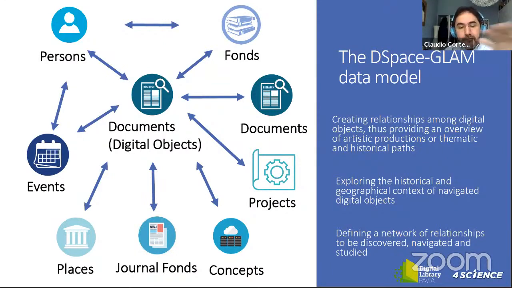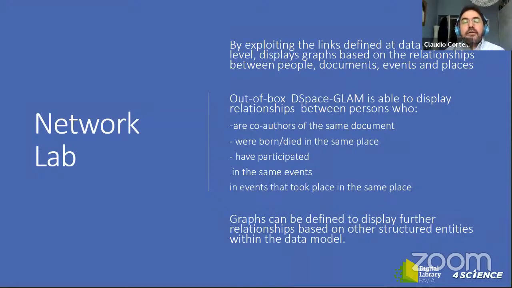On top of this data model is built another component of DSpace GLAM, the Network Lab. This tool, by exploiting the links defined at data model level, displays graphs based on the relationships between people, documents, events, and places. In particular, out of the box, DSpace GLAM is able to display relationships between persons who are co-authors of the same document, were born or died in the same place, or have participated in the same events, or in events that took place in the same place.